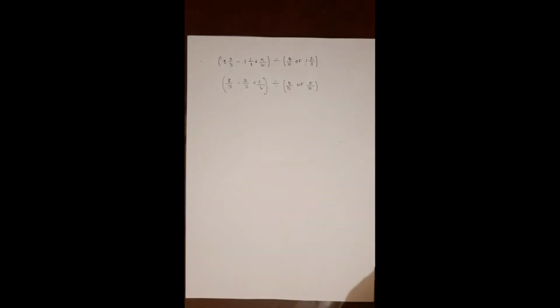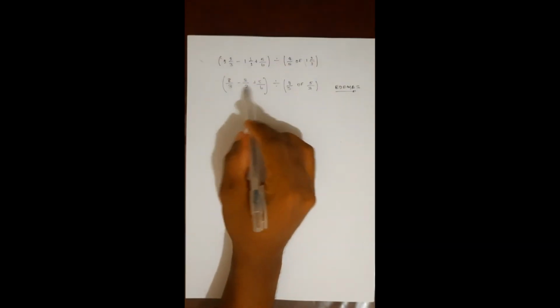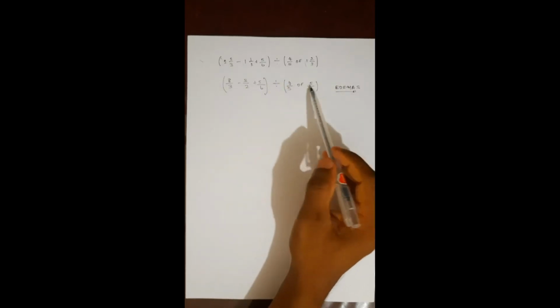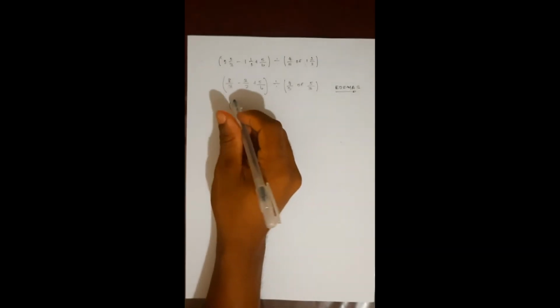In order to carry this out, we have to consider BODMAS. So what is BODMAS? Bracket, of, division, multiplication, addition and subtraction. We have to go in this order, first this, second this, and so on. So first of all, we have to simplify the brackets, and next is the of part. This is the of part.